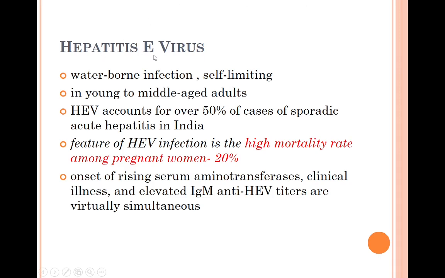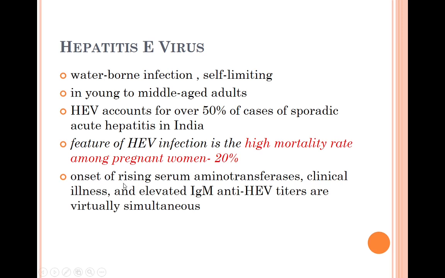Then coming to hepatitis E virus, this is again fecal-oral, it's a waterborne infection, it's self-limiting, usually in young to middle-aged adults, and it accounts for over 50% of the sporadic acute hepatitis in India. The thing which you have to remember here, which can come as an MCQ, is that the feature of hepatitis E infection is a high mortality rate among pregnant women, up to 20%. Meaning if a pregnant woman gets infected with hepatitis E, there is a 1 in 5 chance that it might be lethal. Okay?